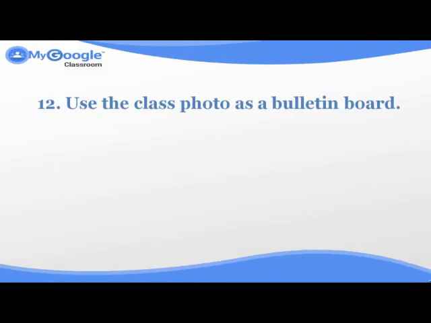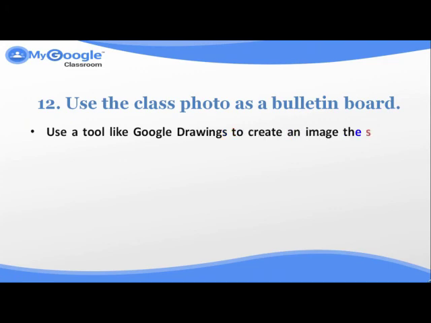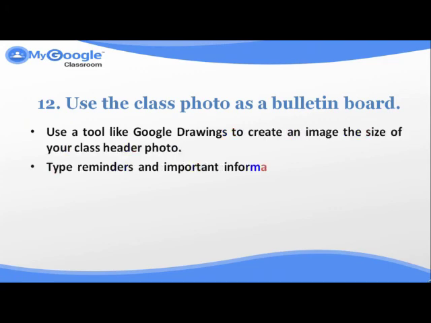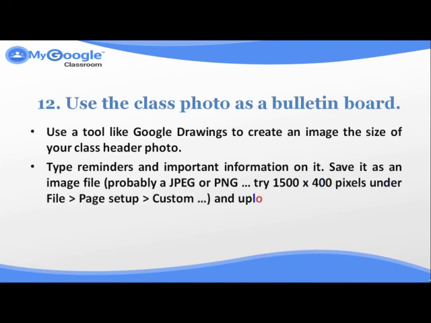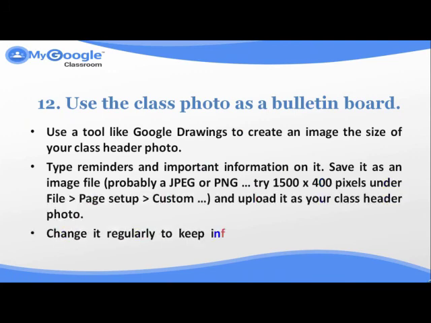Number 12, use the class photo as a bulletin board. Use a tool like Google Drawing to create an image the size of your class header photo. Type reminders and important information on it. Save it as an image file, probably a JPEG or a PNG. Try 1500 by 400 pixels under File, Page Setup, Custom, and upload it as your class header photo. Change it regularly to keep information updated and interest high.